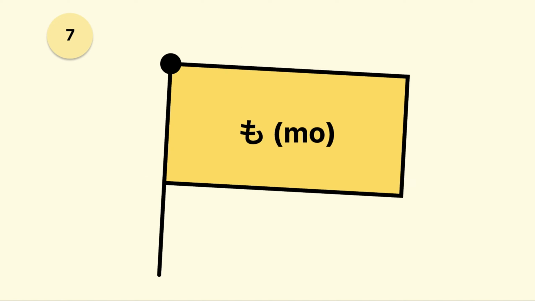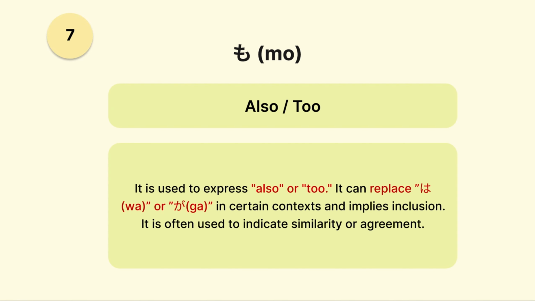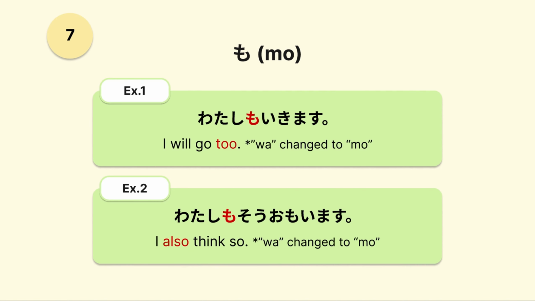Number 7. も means also or too. Mo is used to express also or too. It can replace wa or ga in certain contexts and implies inclusion. It's often used to indicate similarity or agreement. For example, 私も行きます。I will go too. In this case, we can say 私は行きます。I go. But wa changes to も as I will also go.